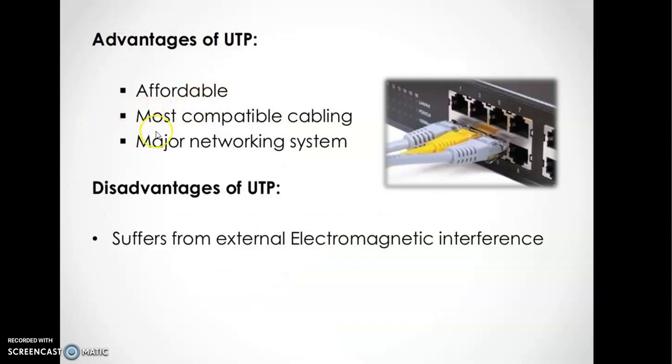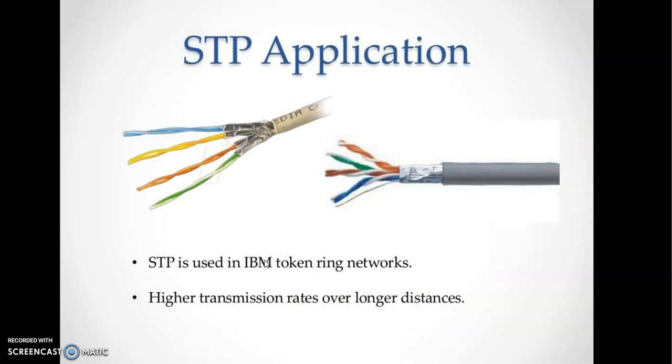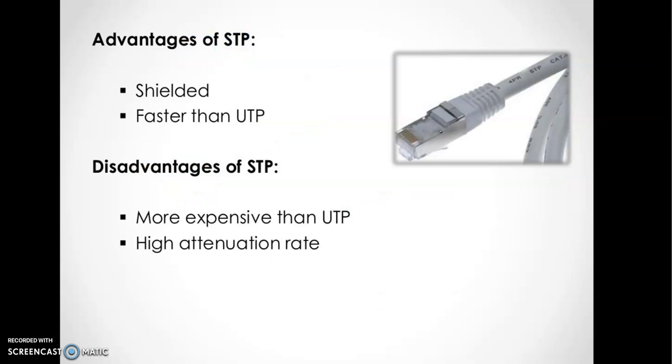Advantages of UTP: it is affordable, the most compatible cable, used in major networking systems. Disadvantage: it suffers from external electromagnetic interference. Shielded twisted pair: a shielded twisted pair has wires wound around each other, placed inside a protective covering of metal braid or sheets of metal foil that reduces interference. STP application: STP is used in IBM token ring networks, with higher transmission rate. Advantages of STP: shielded, faster than UTP. Disadvantages of STP: more expensive than UTP.